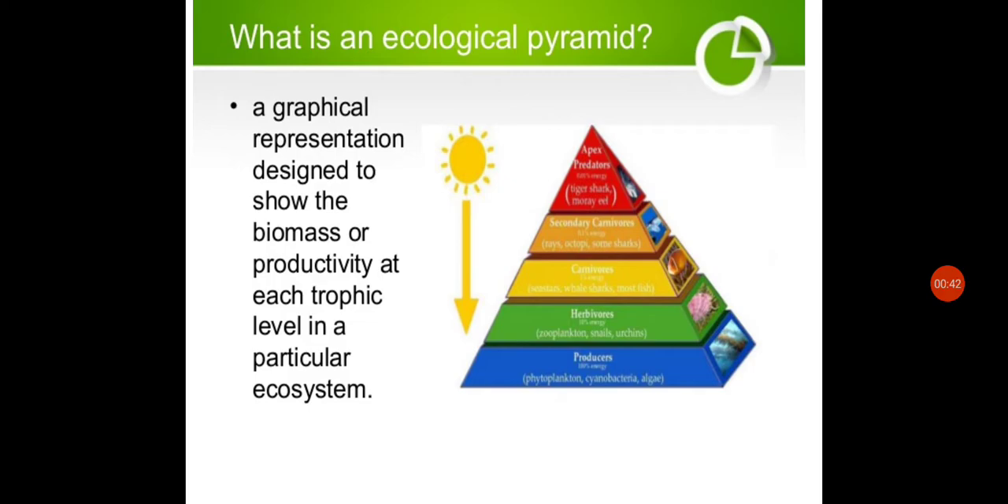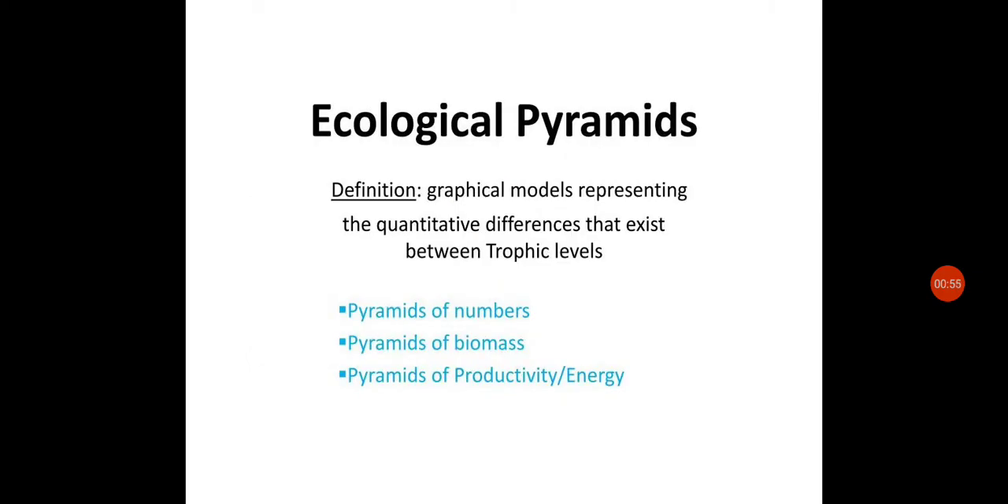It may be defined as a representation of the number of individuals or amount of biomass or energy present in various trophic levels of a food chain. Ecological pyramids are of three types: pyramids of numbers, pyramids of biomass, and pyramids of productivity or energy.